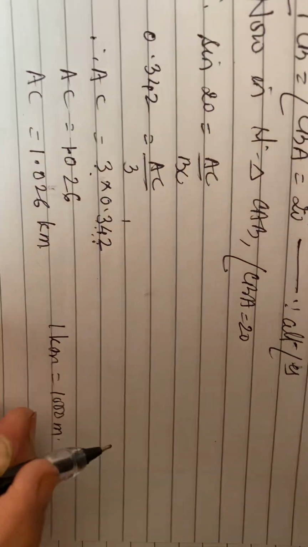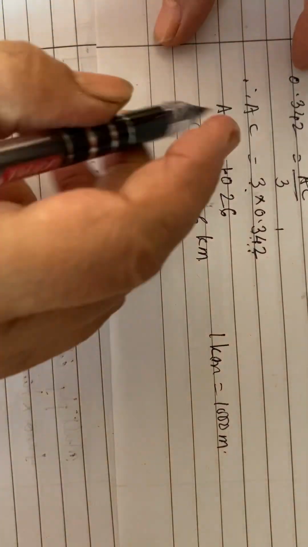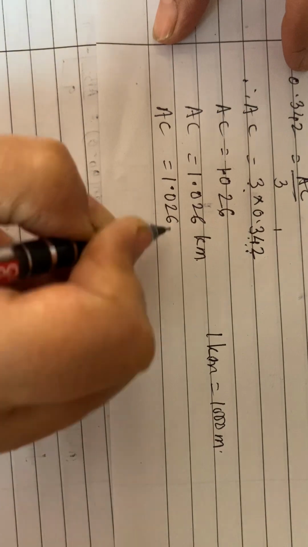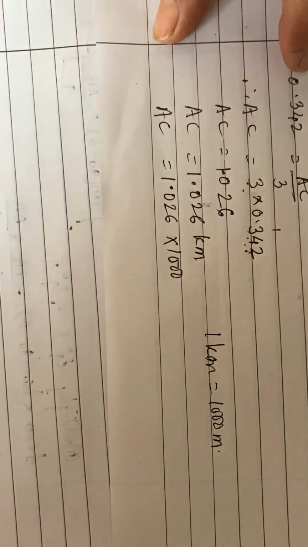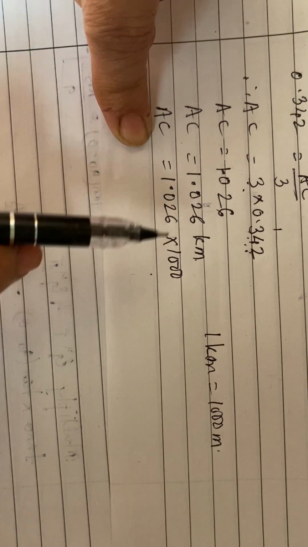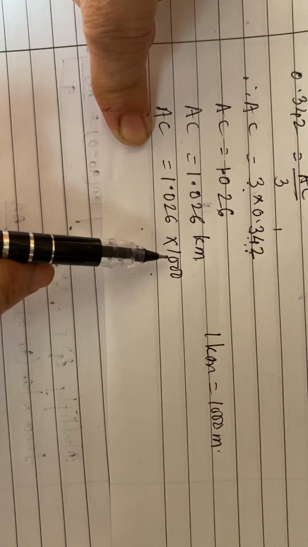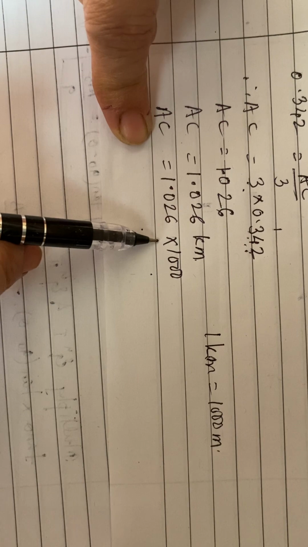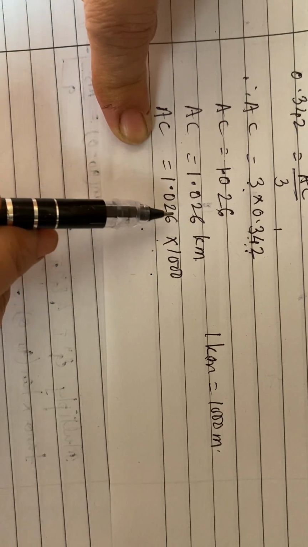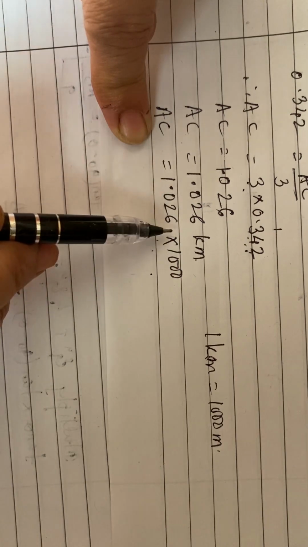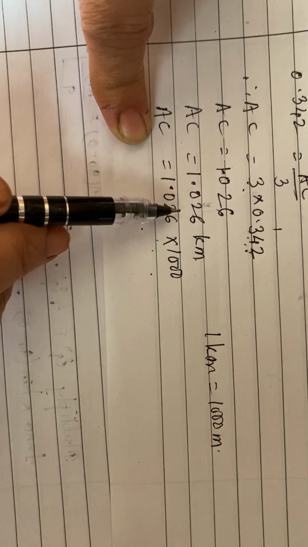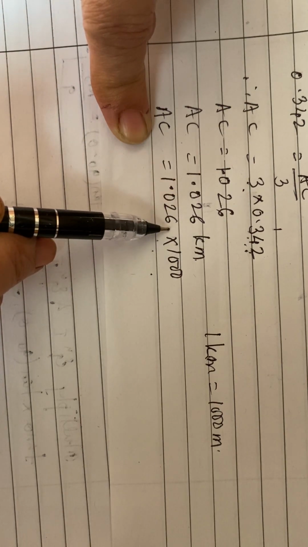So we will convert AC into meters as 1.026 multiplied by 1000. Now when you are multiplying any number by a power of 10, the decimal point will shift that many places to the right. When you multiply by a power of 10, the decimal point will shift how many places to the right? To the right, not to the left. So this decimal point will move 3 places to the right, not to the left.